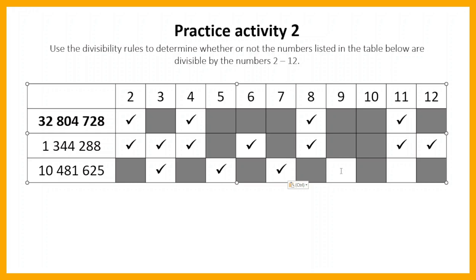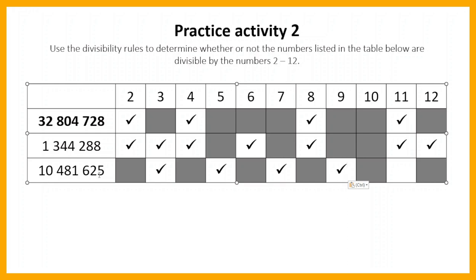Then for 9, I'm going to check. Now when I added these all up, I found that the sum was 27. So if I divide 27 by 9, I get 3. So 27 is a multiple of 9, which means that this whole number is also a multiple of 9. So I can put a tick in for 9 as well.